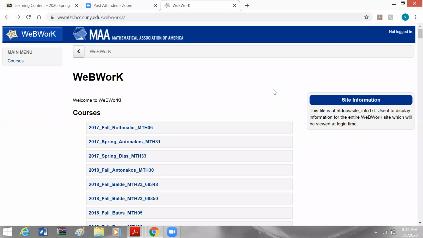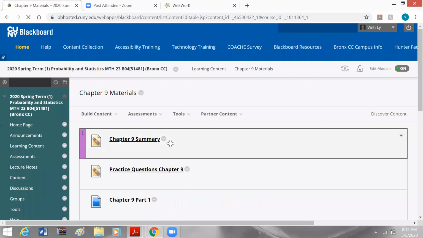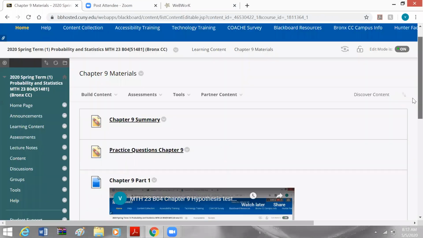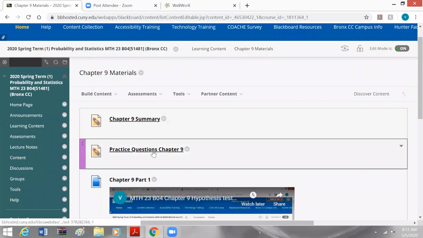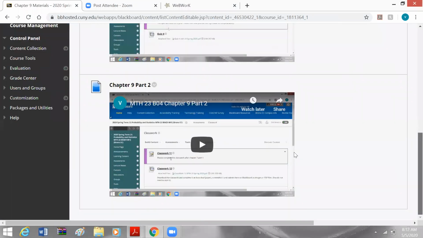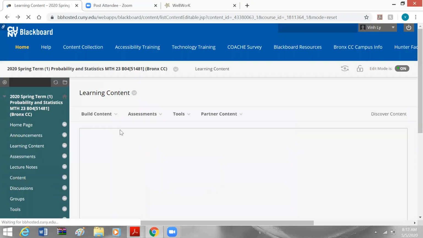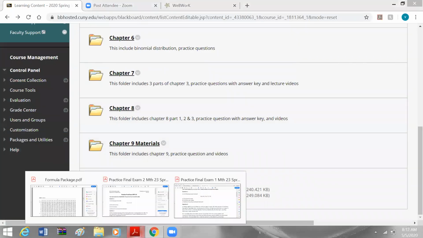So we finished the second exam, and we generally have all the material done. For those of you who have not caught up on the material from Chapter 9, we have a Chapter 9 summary, practice questions for Chapter 9, and two videos, Part 1 and Part 2. Also, we're going to have a final exam review today and Thursday.